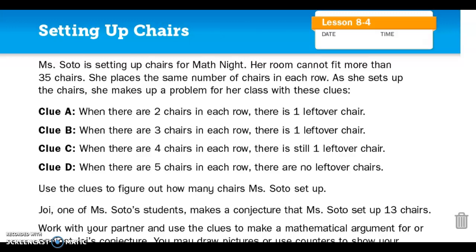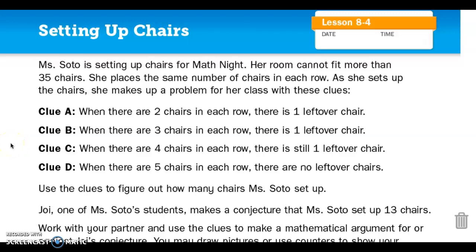All right, people, we are on 8-4 math message, but it's in our journals today, so page 261. This one's called Setting Up Chairs. These are one of Miss Schmidt's favorite things to do because you see we have clues today, and they're going to help us solve a problem.